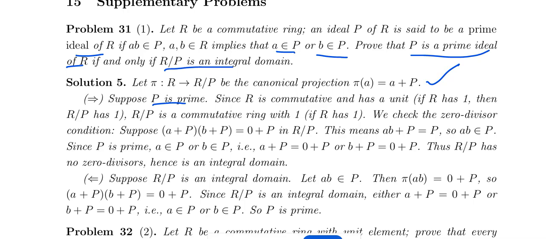So R/P is a commutative ring with unit element 1. Now the zero divisor condition check: (a + P)(b + P) = ab + P, and that is equal to 0 + P. So ab + P = P, which means ab belongs to P. Since P is prime, a belongs to P or b belongs to P. So a + P = 0 + P or b + P = 0 + P. Therefore, R/P has no zero divisors.